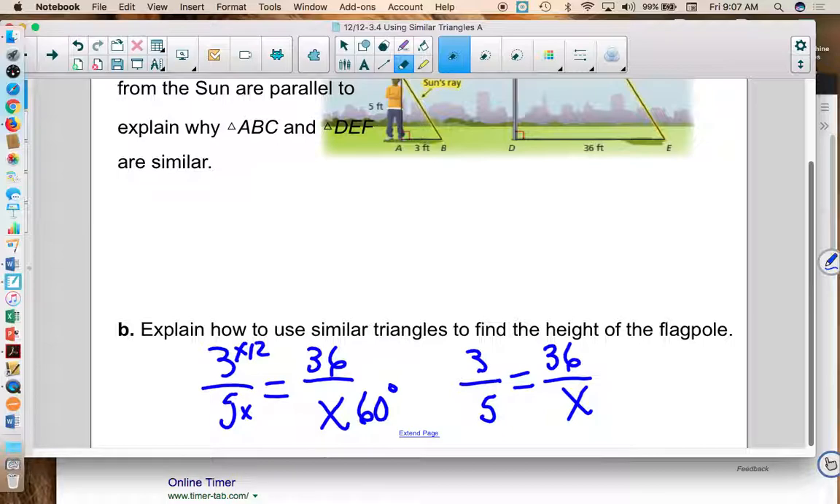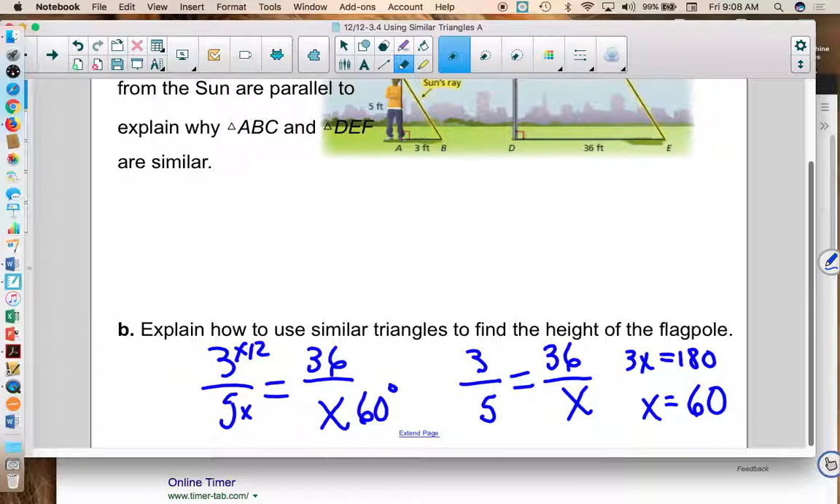Lindsay, you cross multiply 36 and 5. I'd cross multiply and I'd have 3x equals, what's the 36 times 5? 180. And then divide by 3. And you get 60.